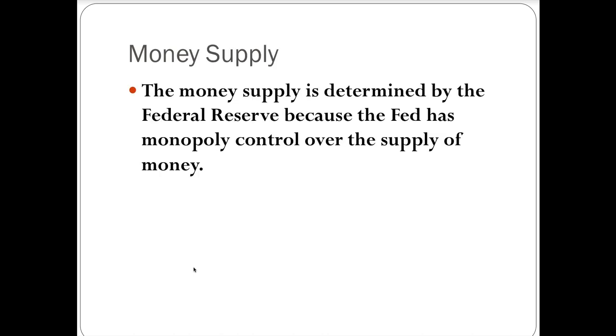So the money supply is determined by the Federal Reserve because the Fed has monopoly control over that money supply. No entity can increase the money supply besides the Federal Reserve. Notice that the Federal Reserve does not print money. They do expand the money supply. The U.S. Treasury is actually the entity that prints money at the Bureau of Engraving and Printing. So the Federal Reserve is going to be in control of the amount of money in circulation. It's going to be in control of increasing and decreasing the money supply.